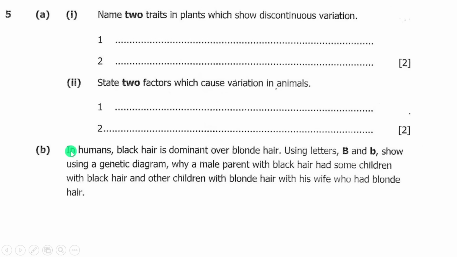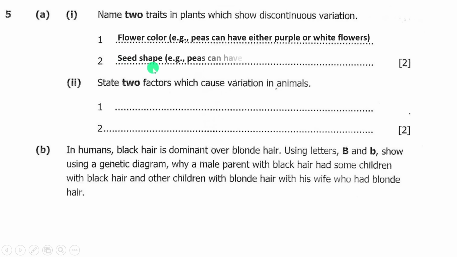Okay, so let's proceed to question 5A, part 1, which says name 2 traits in plants which show discontinuous variation. So here we can say flower color, e.g. peas can have either purple or white flowers. Then number 2 here we are saying seed shape, e.g. peas can have either smooth or wrinkled seeds.